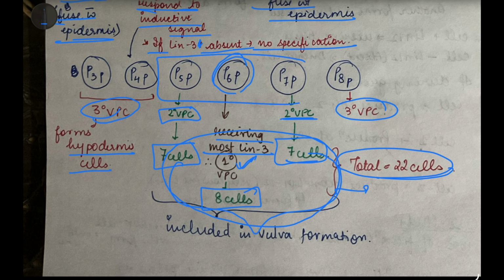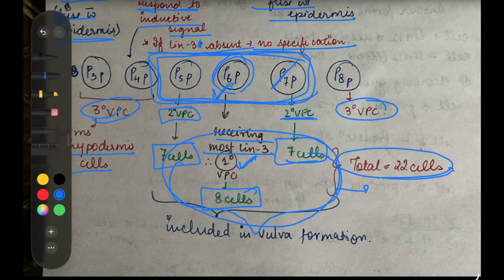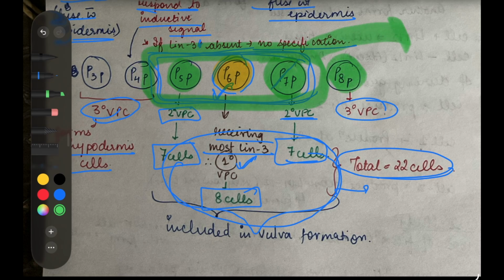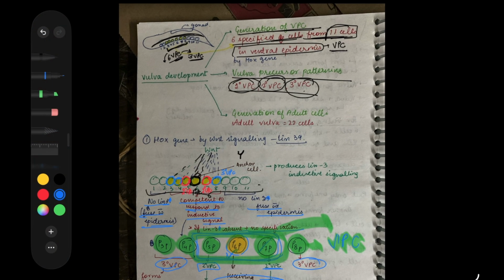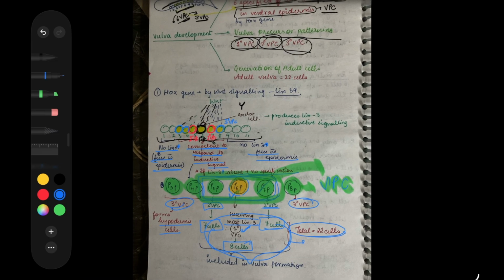In case these 3 are removed, the central and the lateral, this is the central VPC, and these are the lateral VPCs. If by chance these 3 are removed, then the other 3 which were earlier forming the hypodermis can also act as VPCs and form the vulva. Okay, the concept is quite easier.